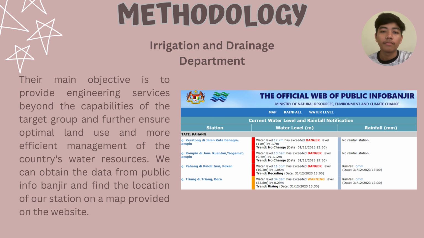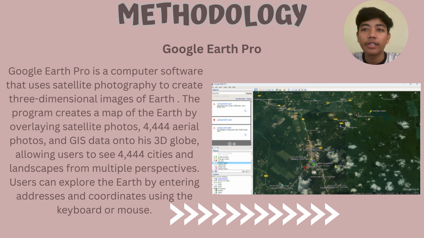The second software that we use for this project is Google Earth Pro. Google Earth Pro is a computer software that uses satellite photography to create three-dimensional images of Earth. The program creates a map of Earth by overlaying satellite photos, aerial photos, and GIS data onto a 3D globe, allowing users to see cities and landscapes from multiple perspectives. Users can explore the Earth by entering addresses and coordinates using keyboard or mouse.